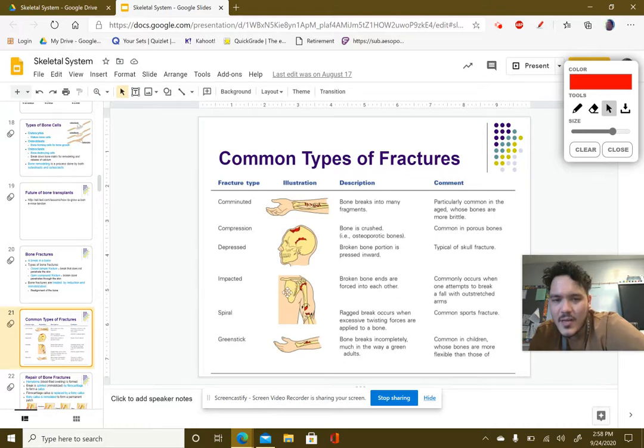Impacted, that's what we see up here. An impacted injury is when the bone ends are forced into each other. This commonly occurs when one attempts to break a fall with outstretched arms. If you're in my classroom and I'm on the second floor and you're jumping out the window and you try to catch yourself with the palms of your hands, the humerus would lodge itself straight into the shoulder blade, just like what we see here in this picture. Those two bones would fuse. And when you go to the hospital, they would literally require a bone saw to separate the two bones. So very traumatic injury.